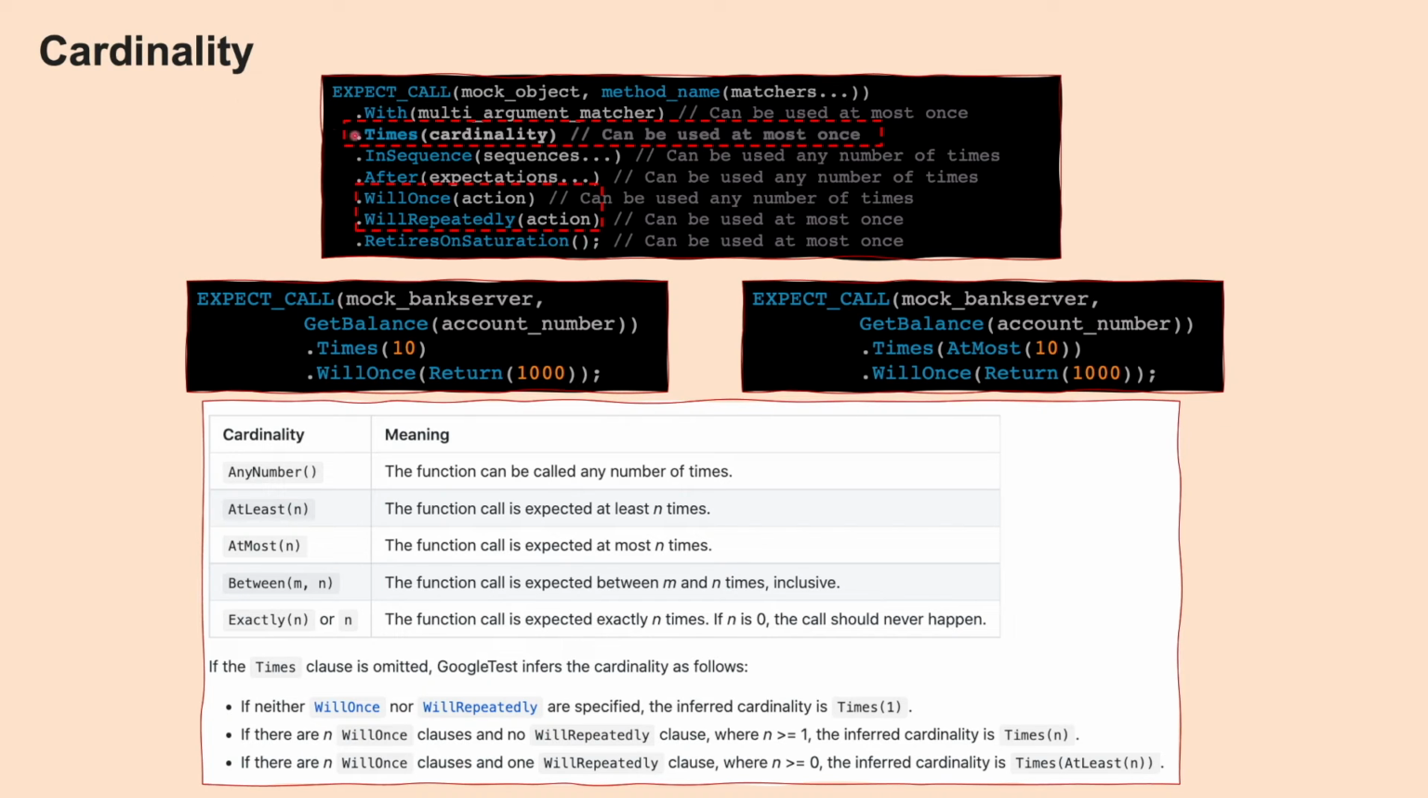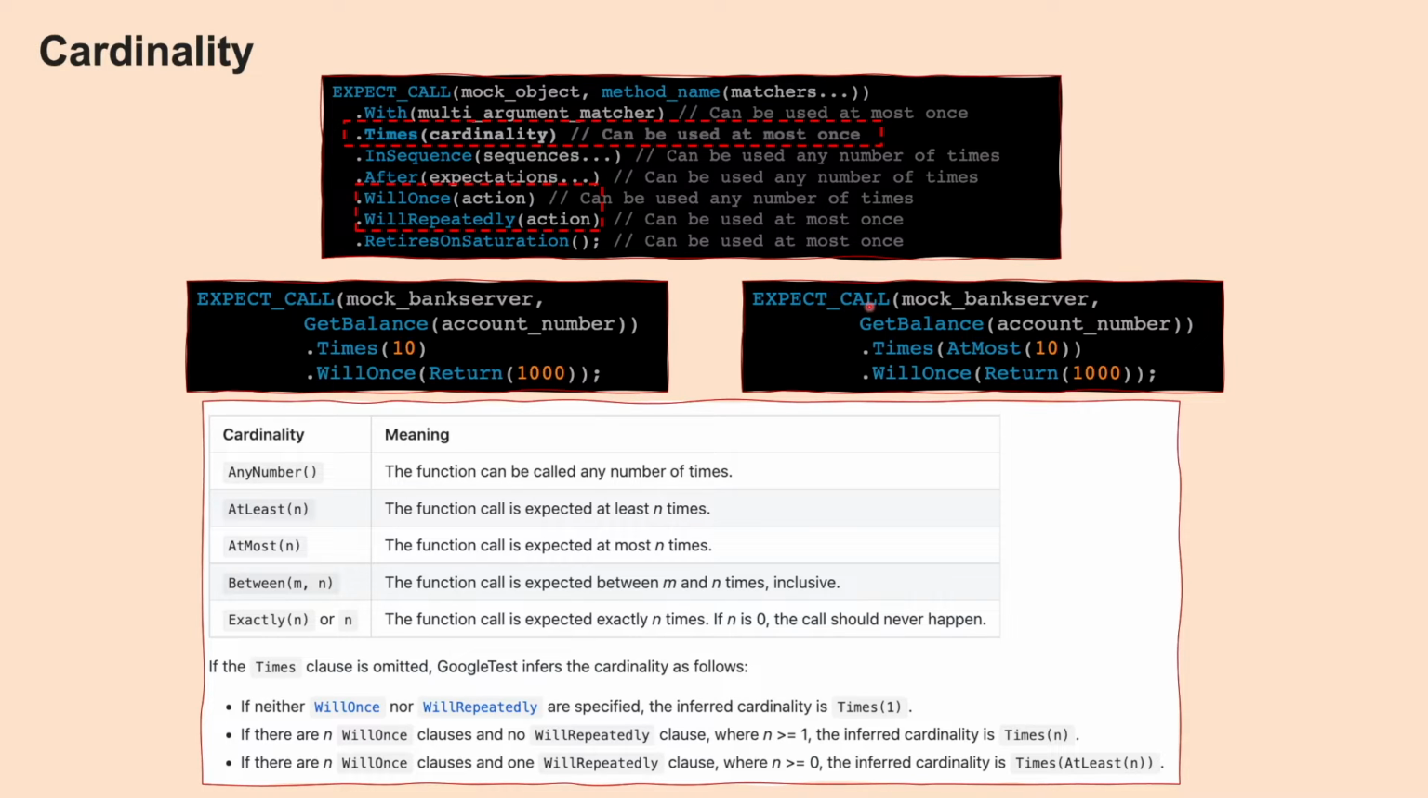Up next, let's talk about cardinality. In using expect call, you can actually mention how many times you expect this function to be called. For example, here, I'm saying I expect getBalance to be called 10 times and the first time return 1000. I can specify what should happen when this function is called using will once or will repeatedly. I will go over these two shortly as well.